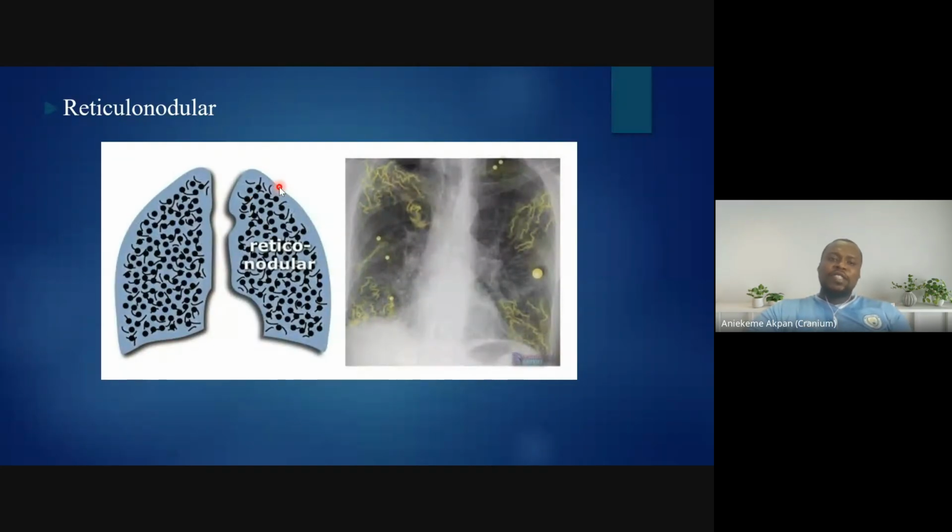So these are reticular patterns. Reticular patterns resemble nets. Net-like patterns, that's another name for it. So you can even have both of them. You can have nodular patterns and reticular patterns within the same lungs. That will tell you that it is an interstitial disease and not an alveolar disease.